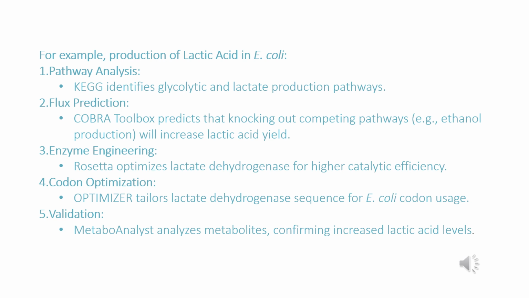Strain optimization can be explained by practical examples such as production of lactic acid in E. coli, which includes pathway analysis by the use of KEGG software, which identifies the glycolytic and lactate production pathways. The next one is flux prediction, which can be done by COBRA Toolbox that predicts knocking out competing pathways such as ethanol production that wholly increases the lactic acid yield. The next one is enzyme engineering. Rosetta tool optimizes the lactate dehydrogenase for higher catalytic efficiency.